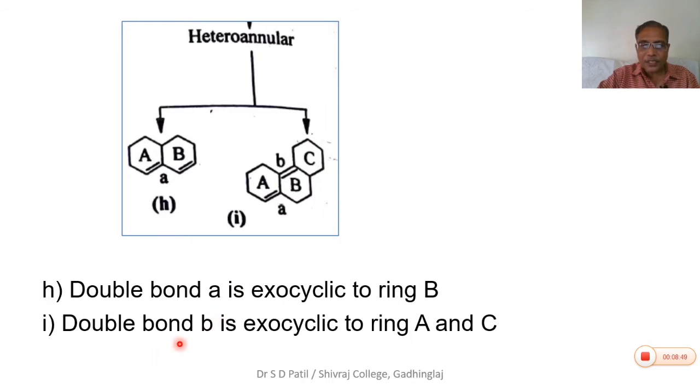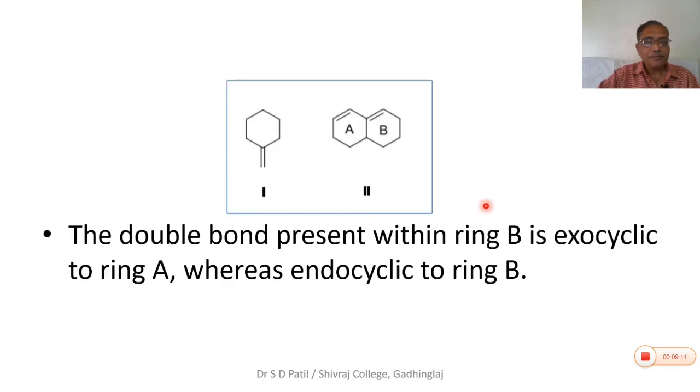In this structure, the double bond B is exocyclic to A and C. So two rings are there, ring A and ring C. In between A and C there is a double bond shown by letter B. So this B double bond is having exocyclic nature to both the rings A and C. So let us consider this structure.